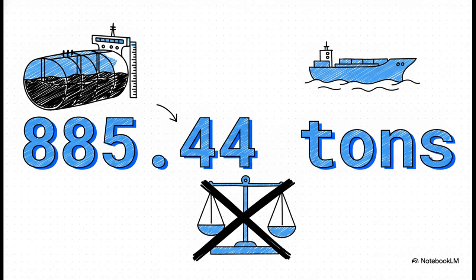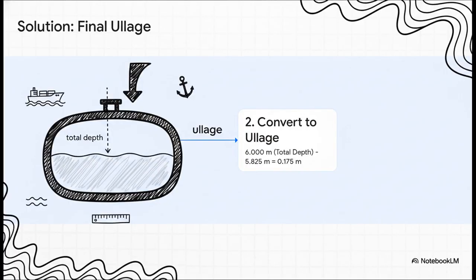But here's the thing, you don't have a giant scale on the dock, right? You can't weigh the oil as it's coming in. You need a physical measurement. You need a number on a tape. So that brings us to part 2, finding that final ullage. How do we do it?